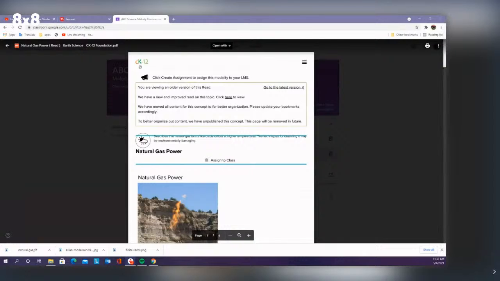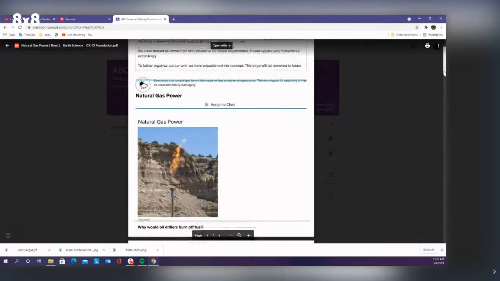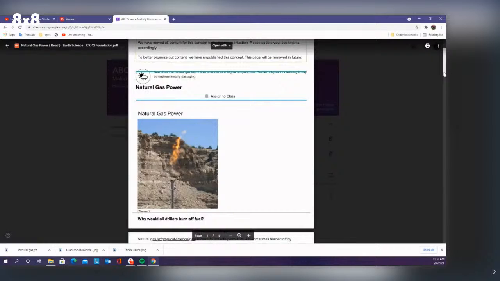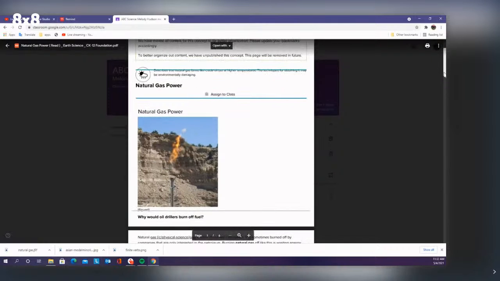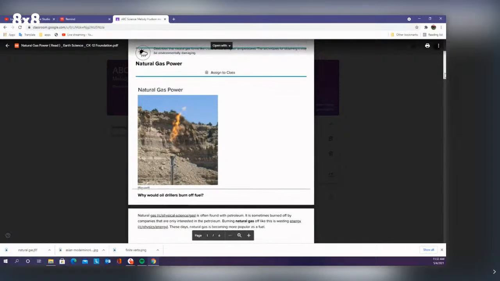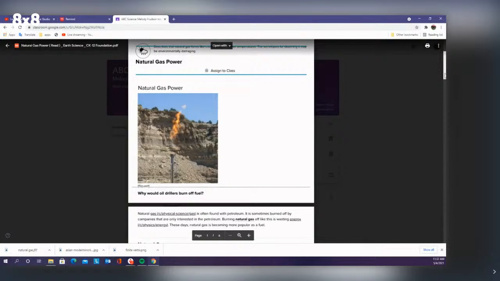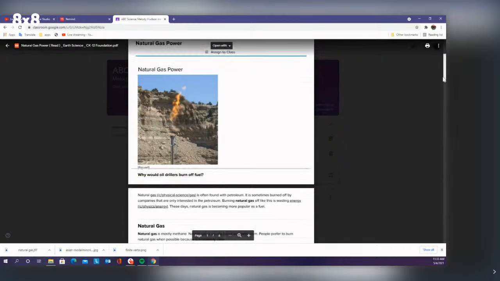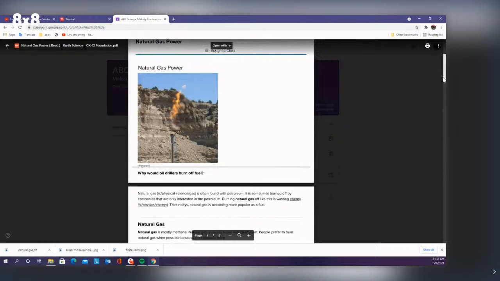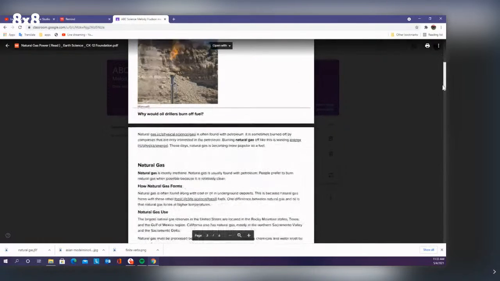So what you have here is a picture of an oil driller. What they used to do is burn off the natural gas when we drilled for oil, considering it to be waste. It's found with petroleum, and companies that are only interested in harvesting petroleum will let it burn. But that's wasting energy. And these days, natural gas is becoming more popular.